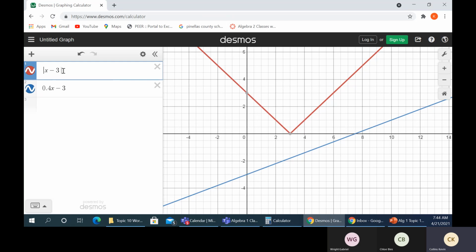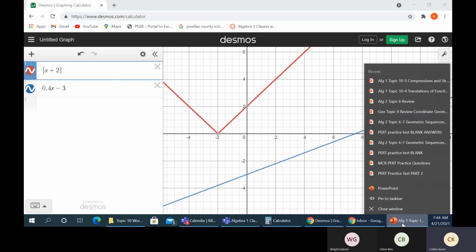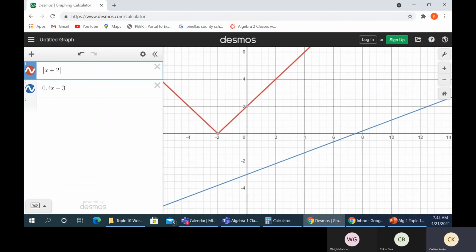There and there. And I think +2, if I remember right. Okay. Oh, -2. See, I didn't remember right. Okay, so instead of moving us 2 to the left, it'll move us 2 to the right. And then this one just took a 2/3 out front.